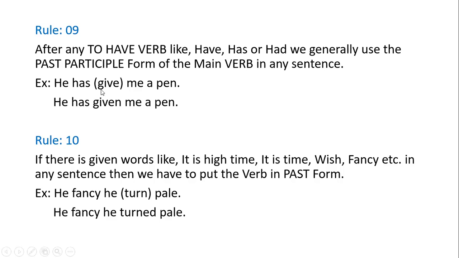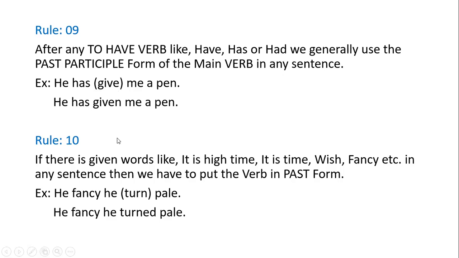For example, he has, in the bracket, you can see here, give is the main verb, me a pen. So the correct sentence will be like this: he has given me a pen. So there is a has, and we have to put the verb in past participle form. He has given me a pen.